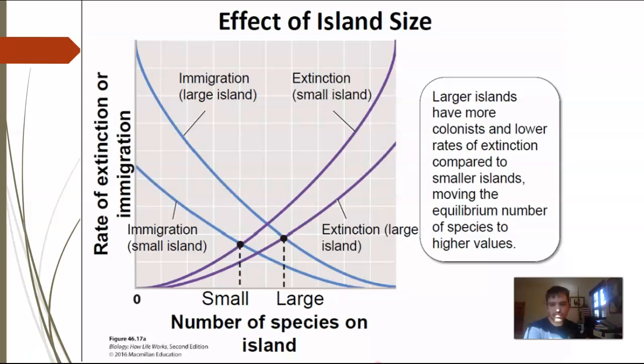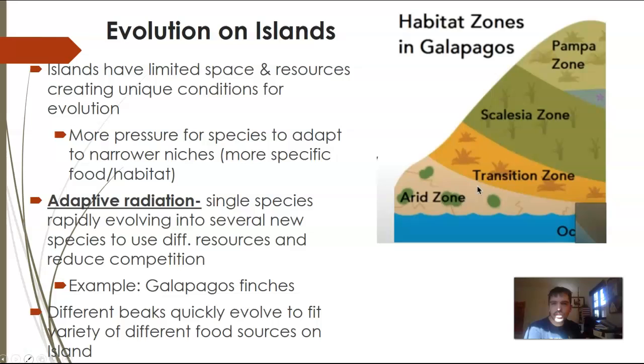Next slide. So evolution on islands. So islands have limited space and resources, creating unique conditions for evolution. There's more pressure for species to adapt to narrower niches or more specific food and habitats on a small island. So that means that single species rapidly evolve into several new species to use different resources and reduce competition. So on islands, you often see greater diversity of species because they're all competing for less different spaces that they can occupy on the island. So for example, the Galapagos finch is an example of this.